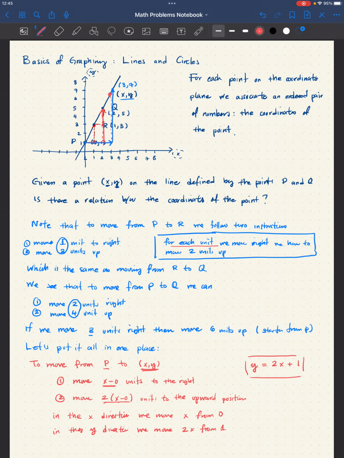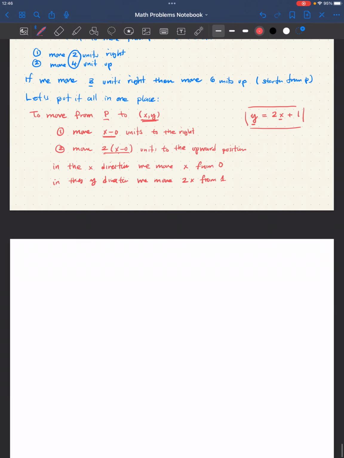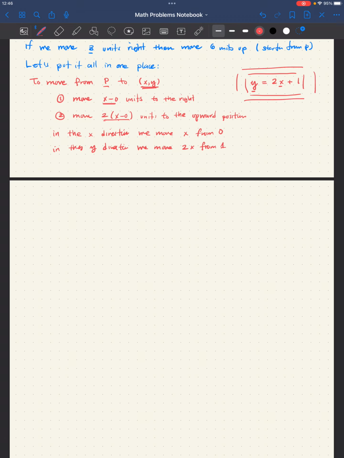And it also says that any point on this line satisfies this numerical relation. The second coordinate relates to the first coordinate in this fashion. And in fact, we can see that any relation that has this format is also associated with a line. Let me put it, that's fairly important. We see that each relation of the form y equals mx plus b indicates a line on the coordinate plane.